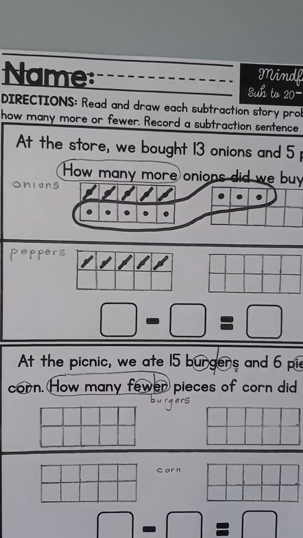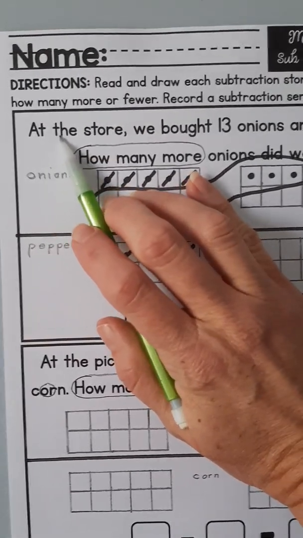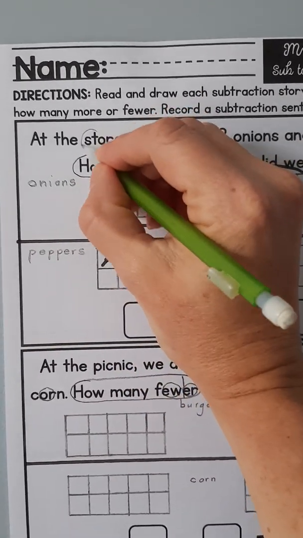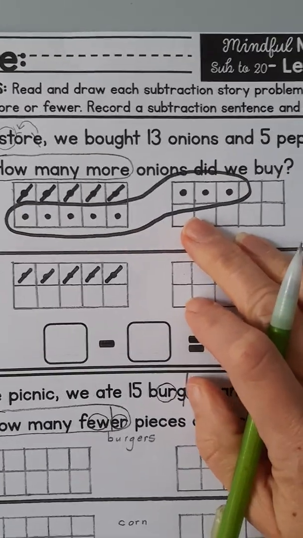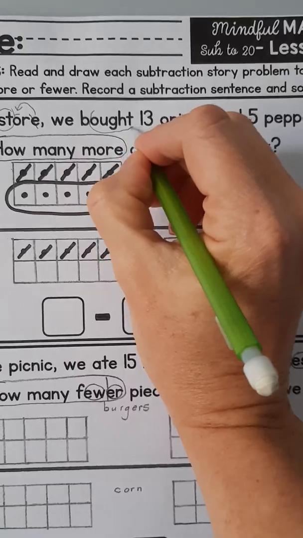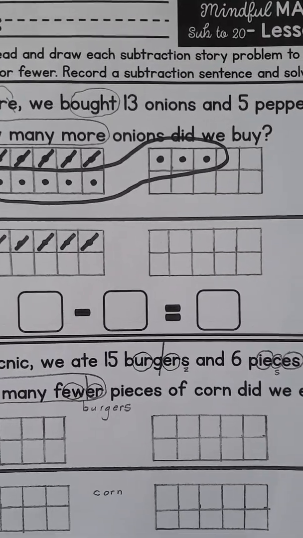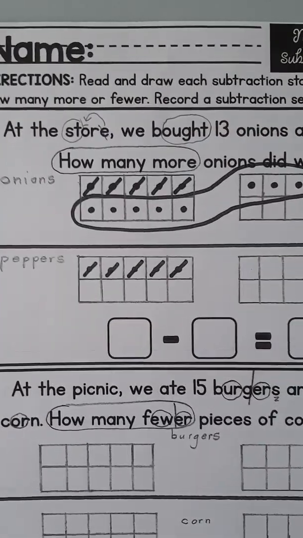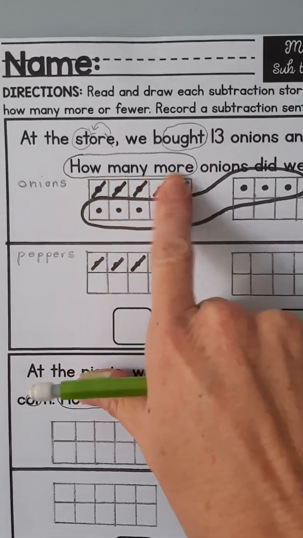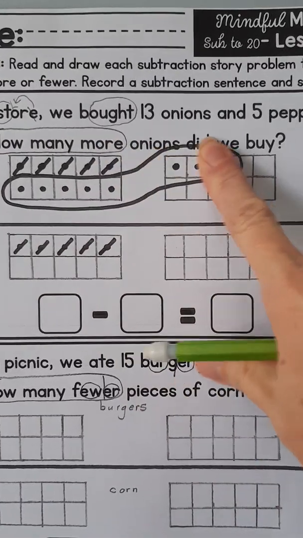Ready? At the store. I'm going to follow each word with my pencil. Let's try that again. At the store. We bought 13 onions and 5 peppers. How many more? That's important. Mrs. Card circled those words. How many more onions did we buy?